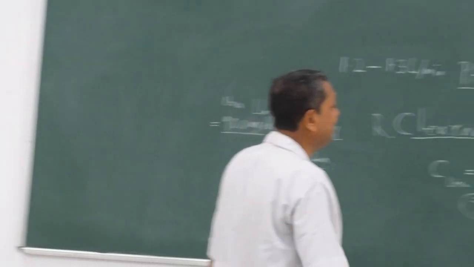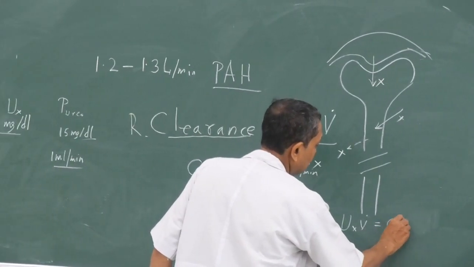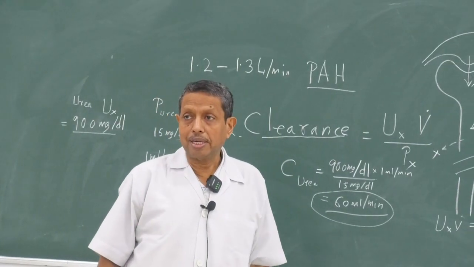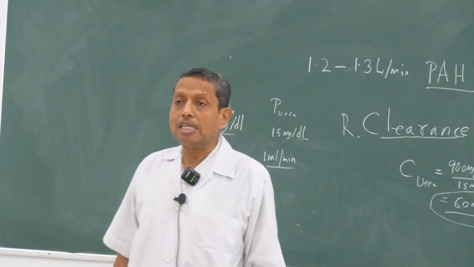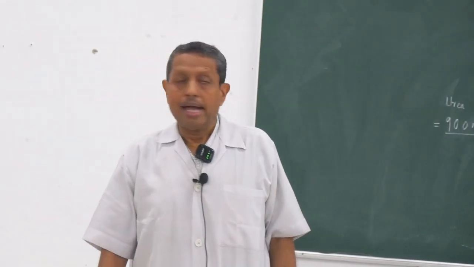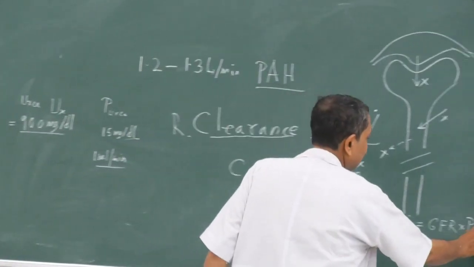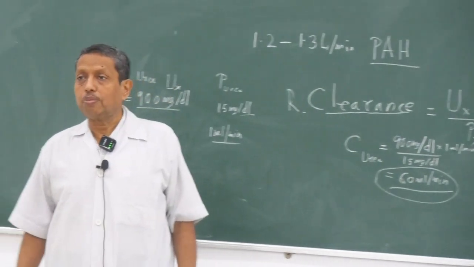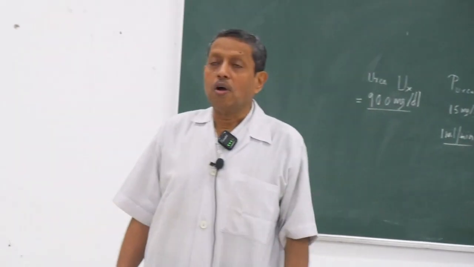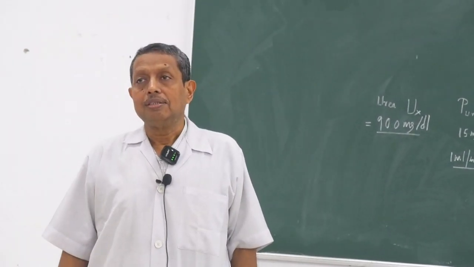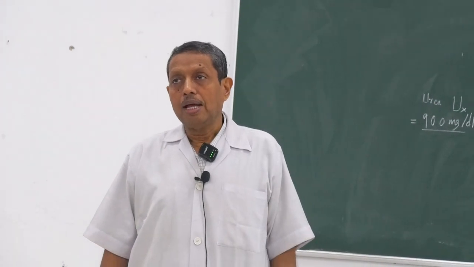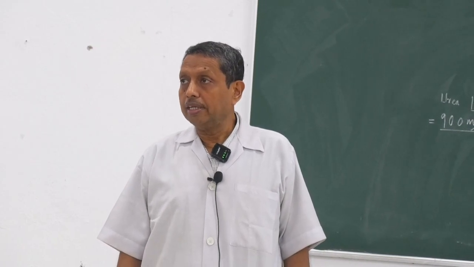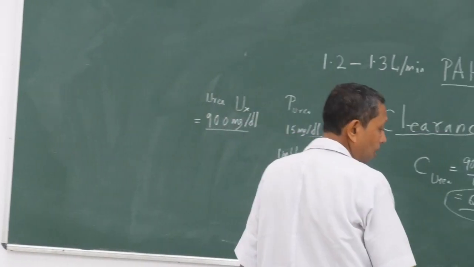It is multiplication of GFR into plasma X, at least the filterable portion of plasma X: the plasma concentration of X multiplied by the glomerular filtration rate, plus minus Tx, that is transfer. Whenever there is net secretion it will be positive, and when it is net reabsorption then it becomes negative.